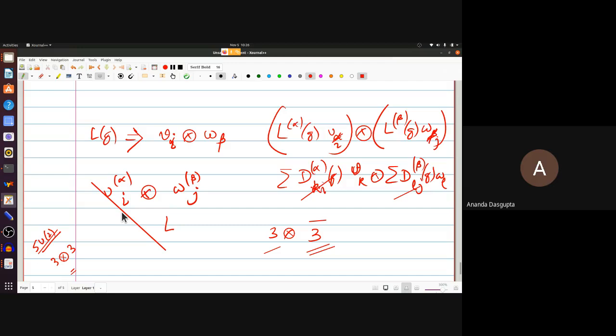Any ideas? Well, 3 here means 3-dimensional representation. In SU2, if you have a 3-dimensional representation, what J are you talking about? There should be a 5-dimensional one. Then?